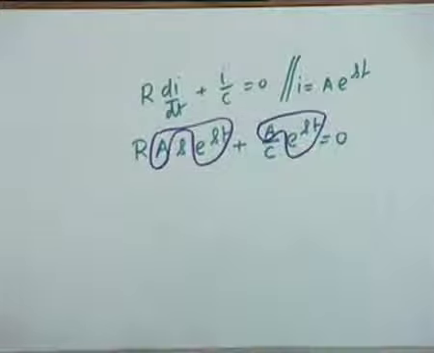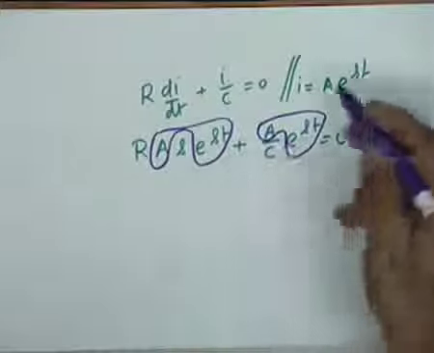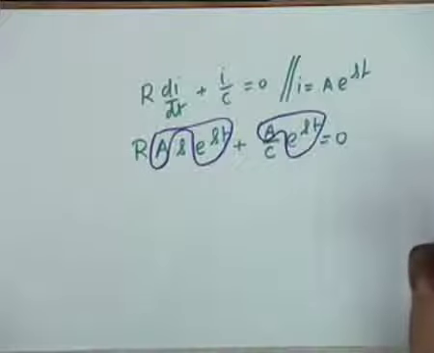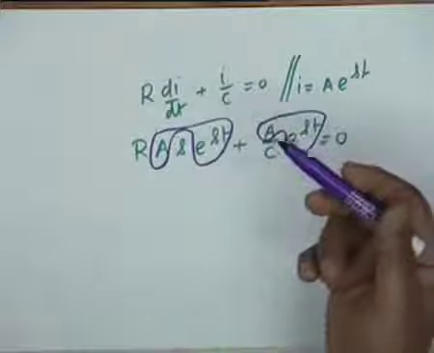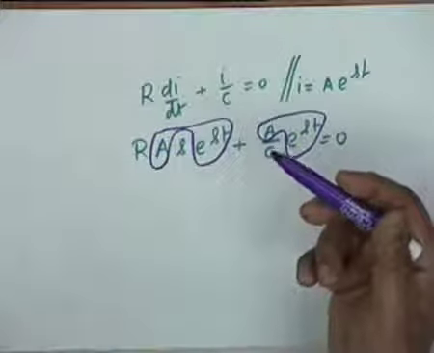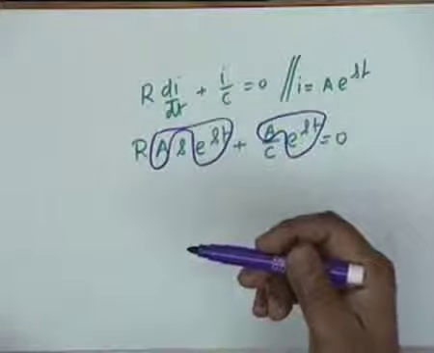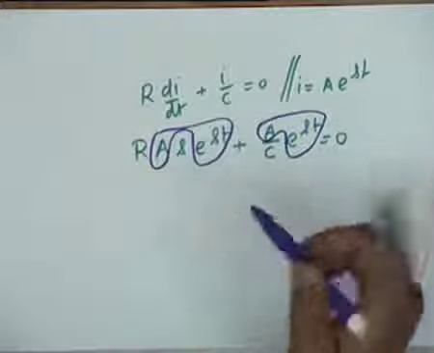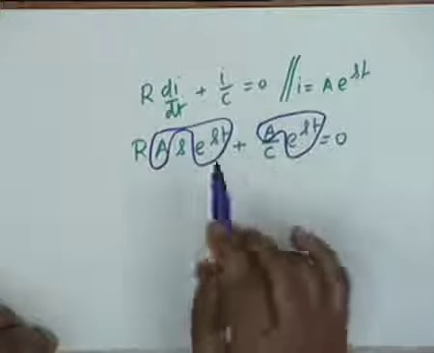where A e to the st cannot be equal to 0, because this is the form of the solution. If this is 0, then of course the current is identically equal to 0. Current identically equal to 0 obviously satisfies the equation. That cannot be a solution, because we know that if the capacitor has an initial energy, it shall send a non-zero current, and therefore I cannot be 0. Therefore A e to the st cannot be 0.